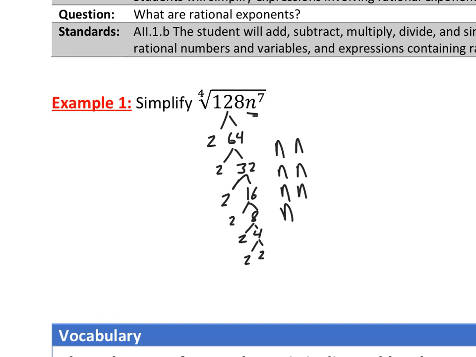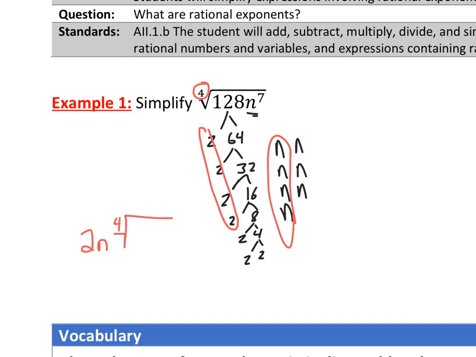Okay. Now because of the index being 4, we want to circle groups of 4 of the same thing. So I see 4 2's and 4 n's. So to the outside, I move 2n. The fourth root of, what do I have left? Well, 2 times 2 times 2, which is 8, n, and to the third. So that's it for simplifying higher indexed radicals there.